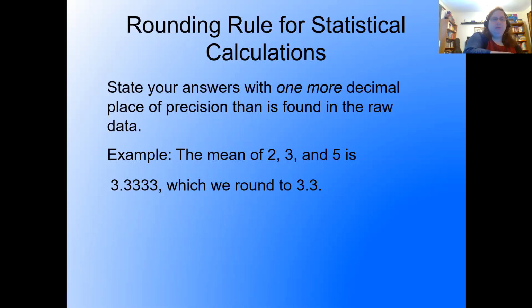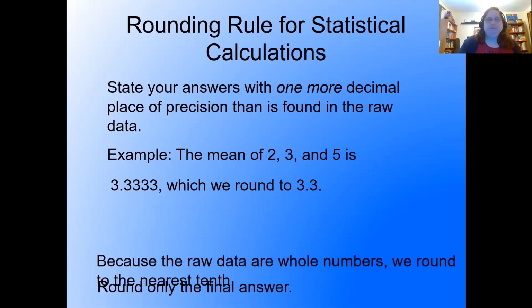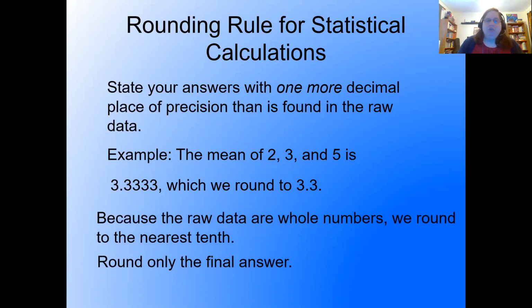So we'll get to do some more examples using this as well. So again, we've added up 2, 3, and 5 to get 10. We've divided by 3. We get 3.3333 repeating. And because 2, 3, and 5 have no decimals, we add 1 to that, and we'll get 3.3. Okay, so because the raw data are whole numbers, we round to the nearest tenth, and we're only going to round our final answer. Now, this is a trivial concept for right now because we only are doing simple operations. But when we move on to something a little more advanced, you'll find that it's actually helpful to know that you're only rounding the final answer.